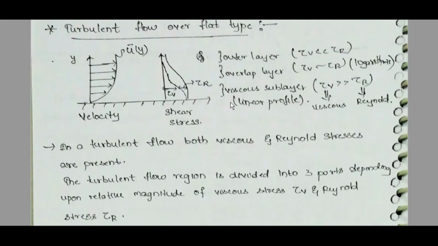Turbulent flow over flat plate. Velocity u bar of y and shear stress distribution will be like this. Outer layer: tau v less than tau r. Overlap layer: tau v almost equal to tau r, logarithmic. Viscous sublayer: linear profile, tau v greater than tau r, viscous Reynolds.